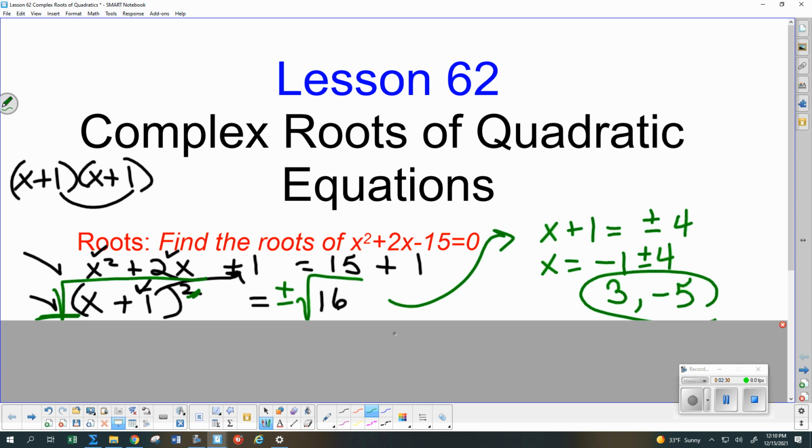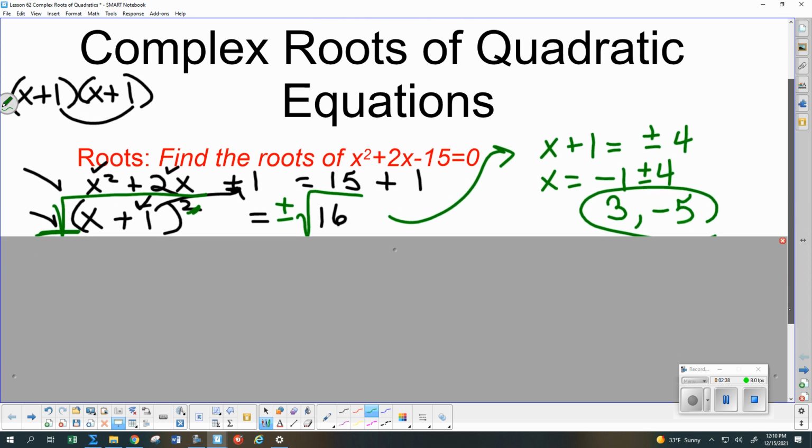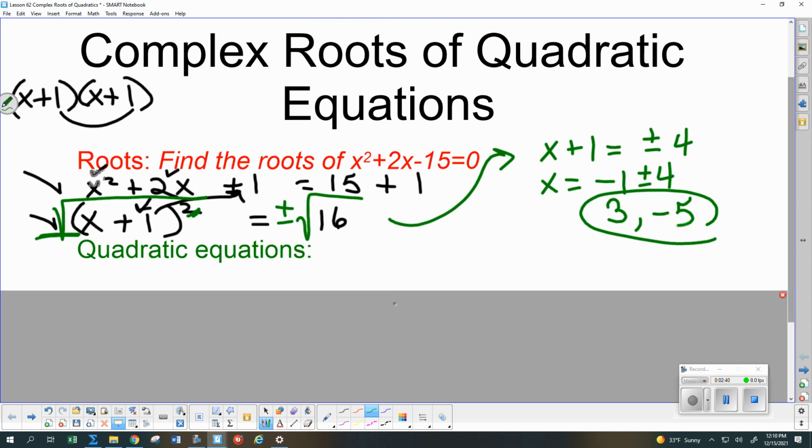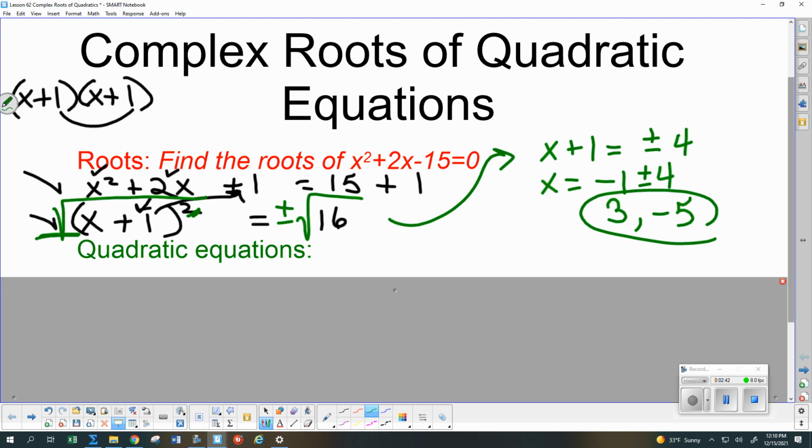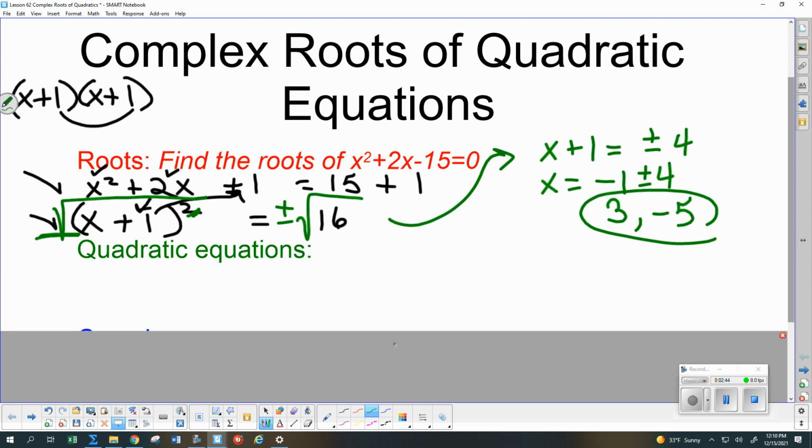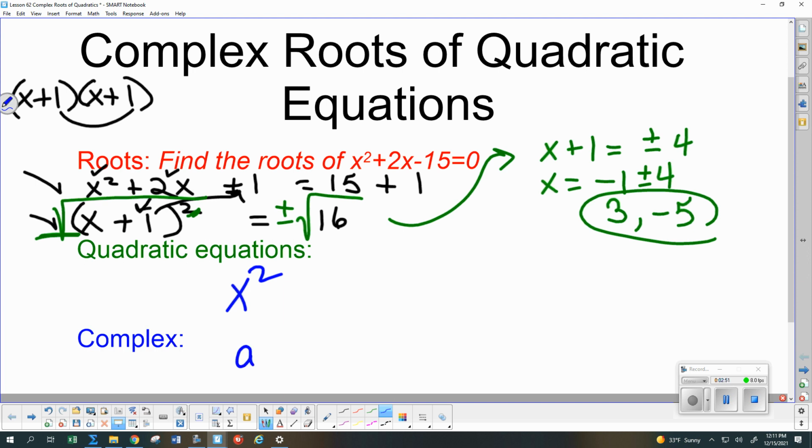Yes, I could have solved it by factoring, but I wanted us to be reviewing completing the square, because when we have complex roots, we can't solve it by factoring. So continuing to review, we're talking about complex roots of quadratic equations. So we've reviewed finding roots means finding the solutions. Quadratics are the ones that have an x squared in them. Complex means we're going to end up with answers that are something plus or minus something times i.